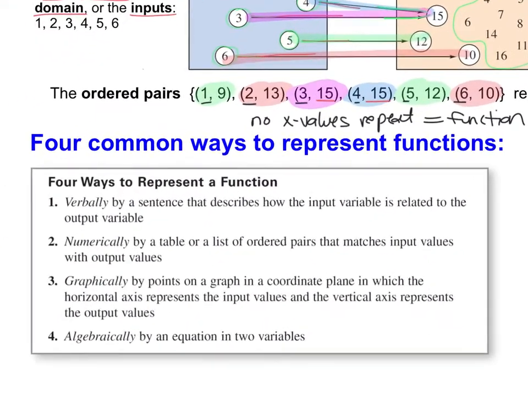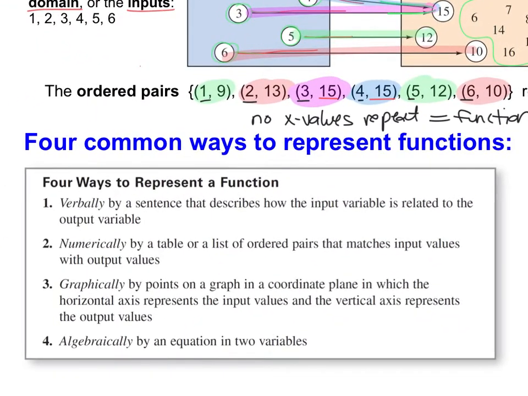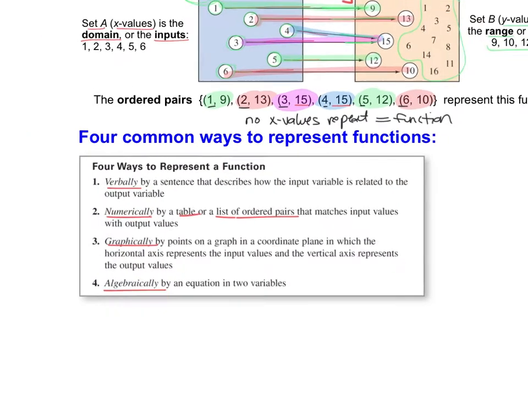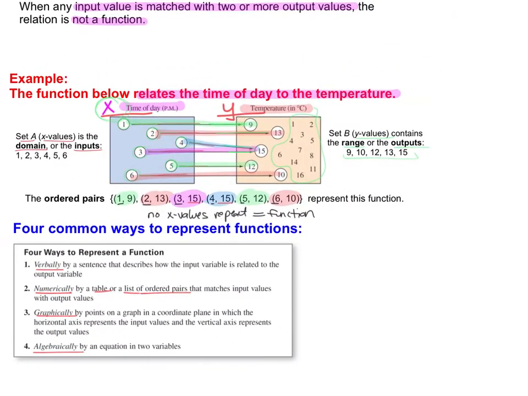And then there's 4 ways to represent a function, and we'll look at an example of each of these. Verbally, so that would be a sentence describing a situation. Numerically could be a table or a list of ordered pairs like we have above. Graphically would be a graph. For that, we use the vertical line test. And then algebraically is an equation. So we'll look at one of each of those, or a couple examples of each, on the next slide here.